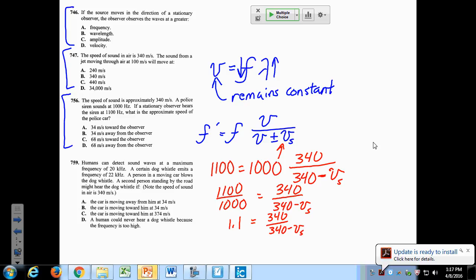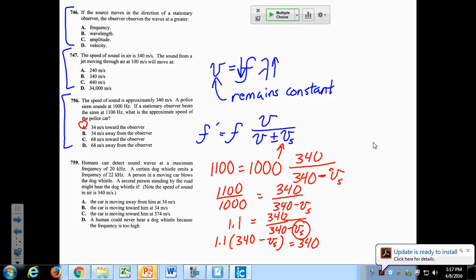We could probably just step away here and look at our values, and we could probably intuit that our answer is going to be 34. But let's just show. So I have 1.1 times 340 minus Vs equals 340. Probably the easier way to do this would be to just plug in some values.